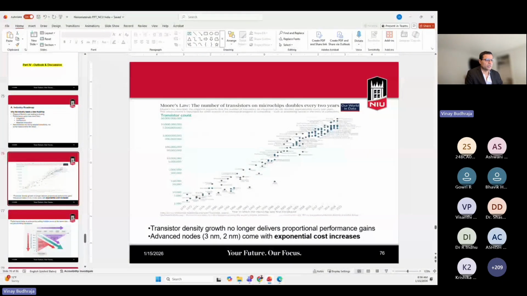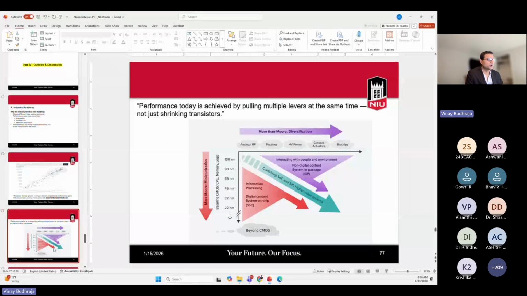In a hypothetical case, you can say, okay, we'll make 10 nanometer and 1 nanometer, at the molecular level. I remember 20 years back, people were giving the hypothesis that in 2030 or 2050 we will be making atomic scale devices, because they had only shrinkage in mind, but they were ignoring the leakage. So that's why performance is achieved by pulling multiple levers at the same time, not just shrinking the transistors.